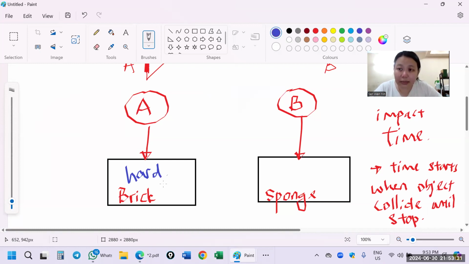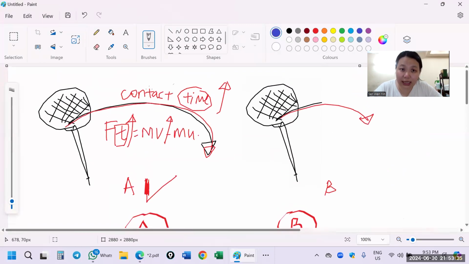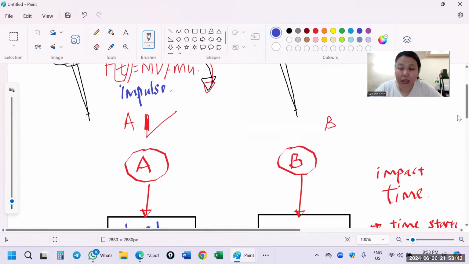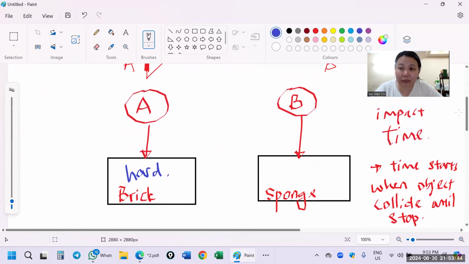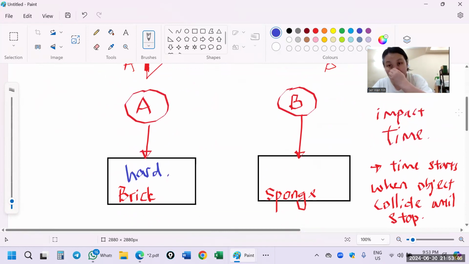Is impact time the same as contact time? Oh, different. This is contact time, we call it impulse. This is impact time, the time from when you hit it. When it hits, touches, and stops, it will stop maybe in 0.01 second.